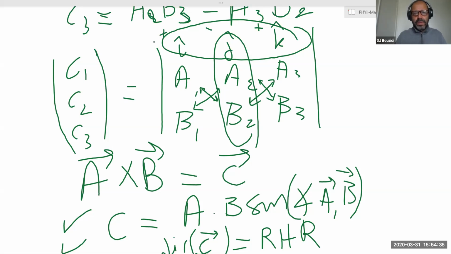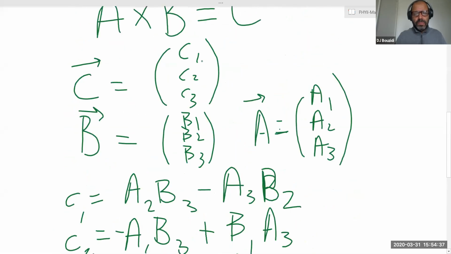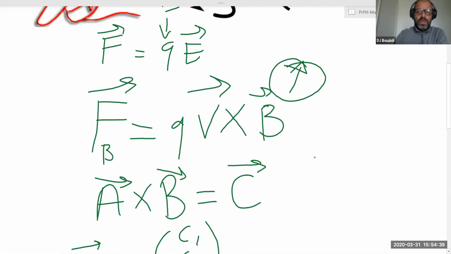So again, this is Lorentz force. So Mr. Lorentz force, somebody asked a question here, let me see. All right.